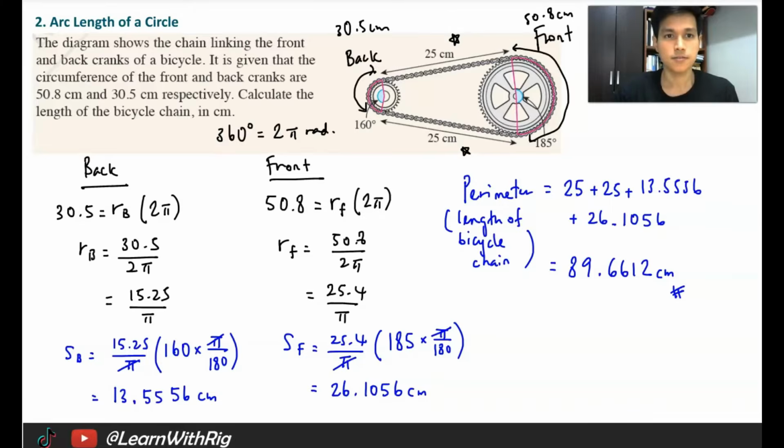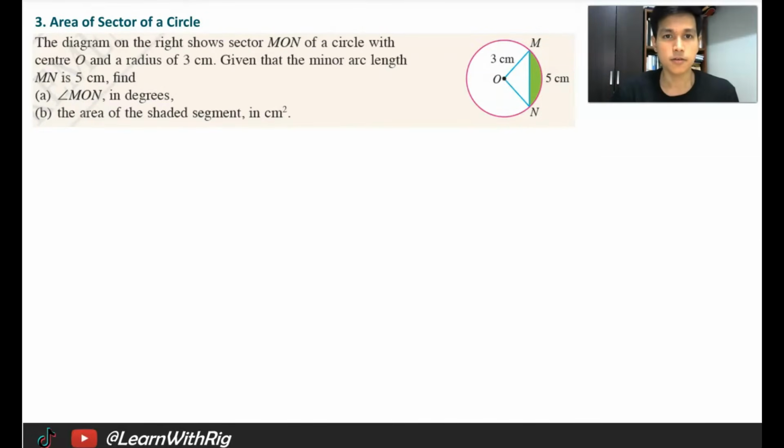Right, next. Area of sector of a circle. Now same thing. They gave you this circle here with the sector. The radius is 3 cm. And then they say the minor arc length, so this is the minor arc length, is 5 cm. Now they ask you the first question, they want you to find MON. So MON is here. They want you to find the angle, but in the form of degrees. Same thing, this one we did before, in the previous question.